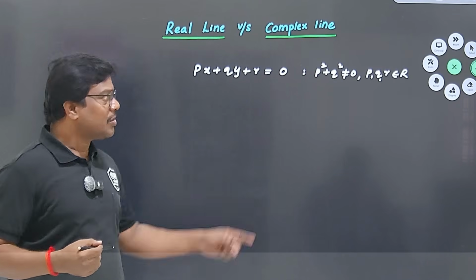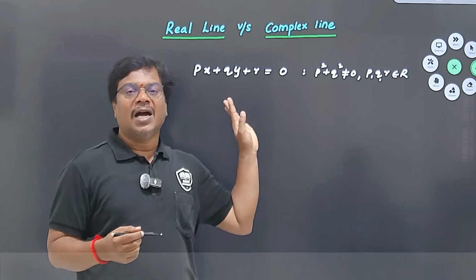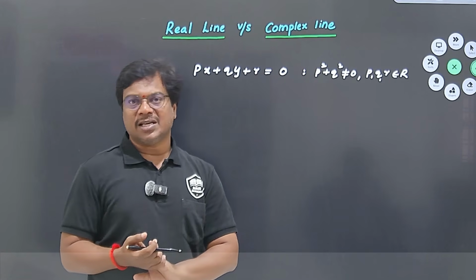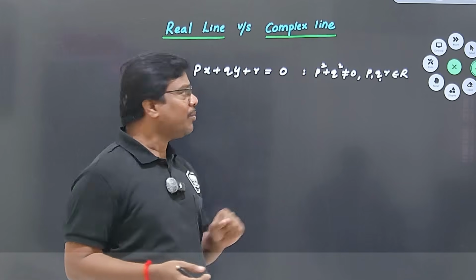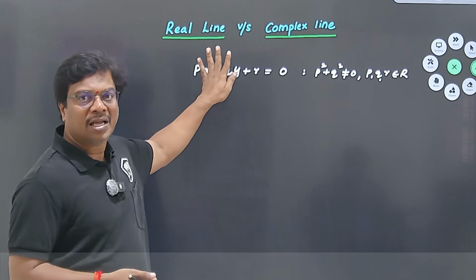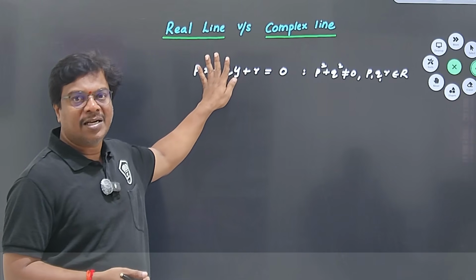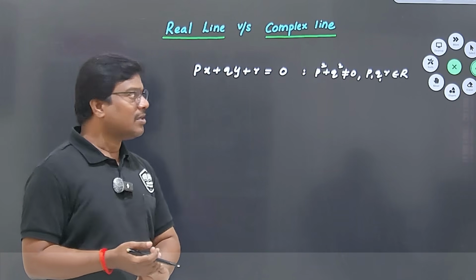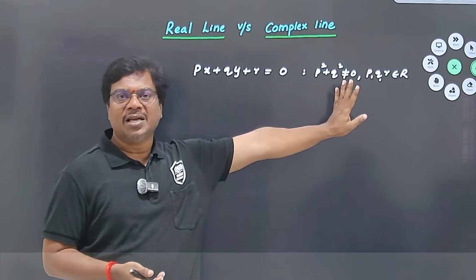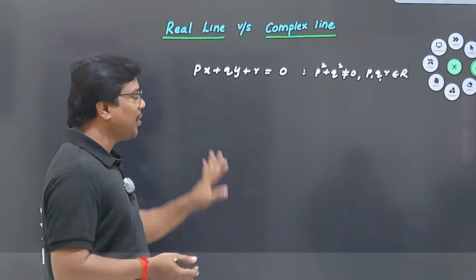P square plus q square non-zero means that at a time both p, q are not zero. In case at a time both p, q are zeros, then we get r equal to 0. It is not a straight line. And remember, p, q, r are any real values. You know all this.